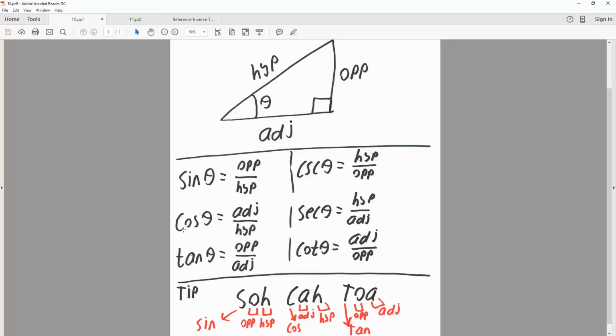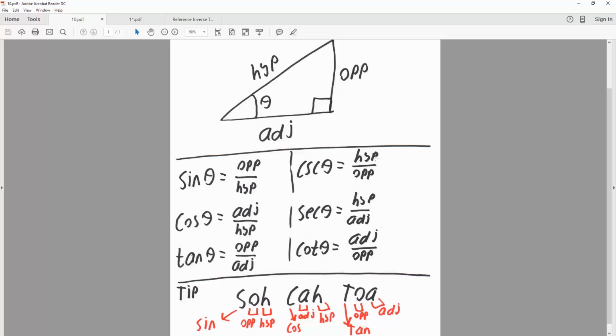Next we'll do cosine theta. So CAH. Cosine theta is equal to adjacent over hypotenuse. And lastly, we have TOA. So tan theta is equal to opposite over adjacent.